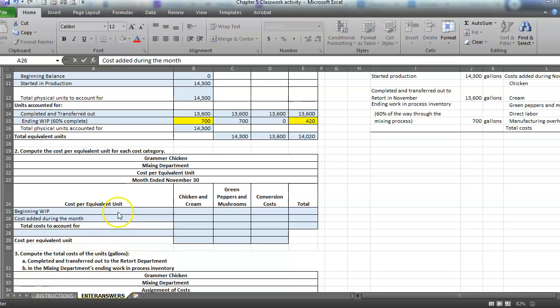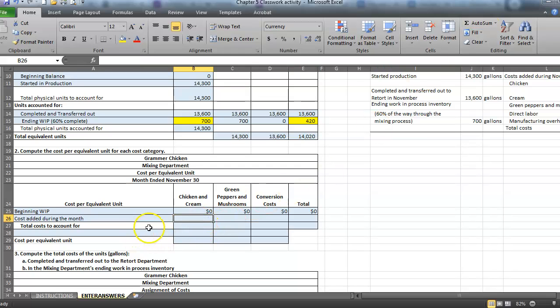Next, we are going to compute the cost per equivalent unit. But before we compute that, we need to utilize the dollar amounts on our worksheet. Here I said beginning work in process, and as far as I know, we have no beginning work in process, so we can easily just put a 0 here.